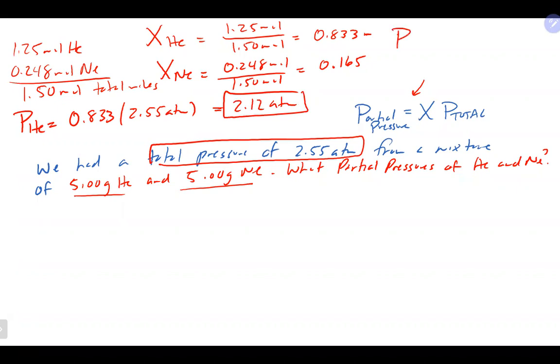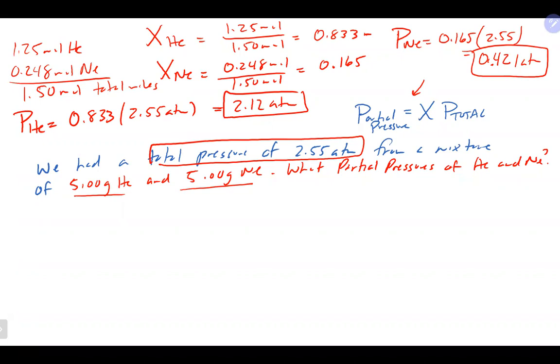We could do the same thing for neon. We would take its mole fraction, 0.165, times the total pressure of 2.55, 0.165 times 2.55, 0.421 atmospheres would be the partial pressure here of our neon in this case.